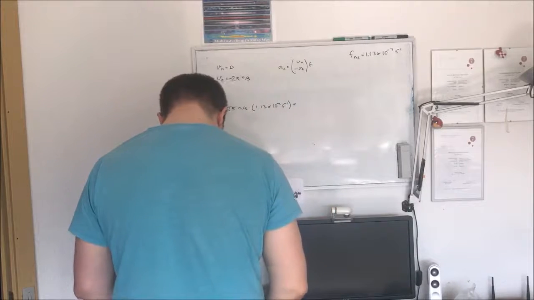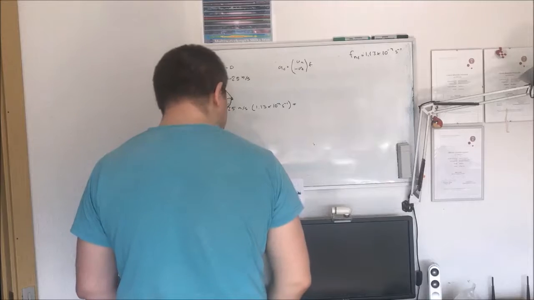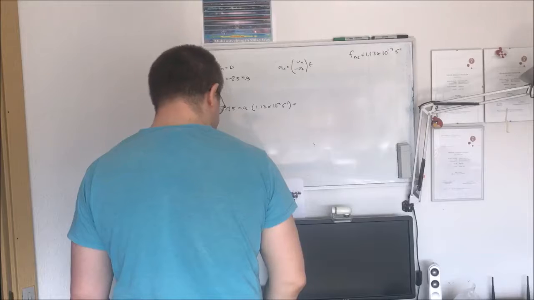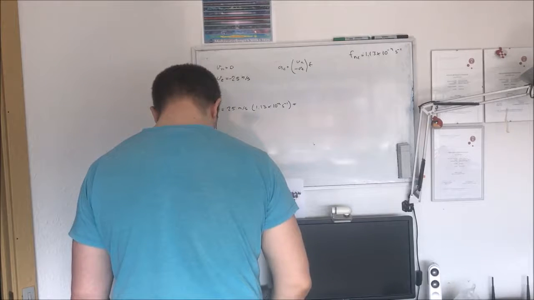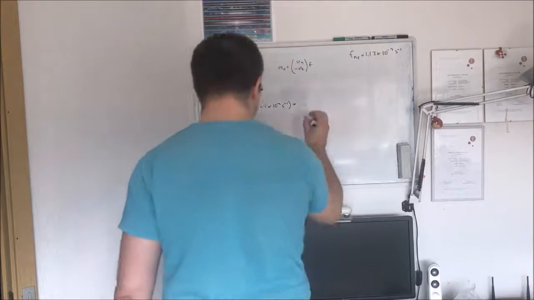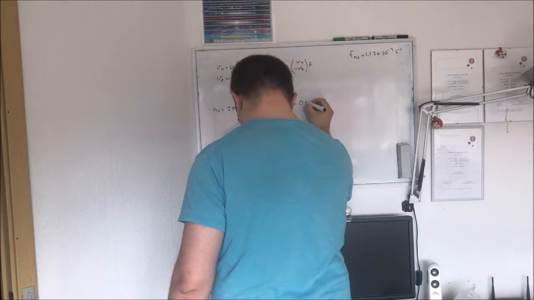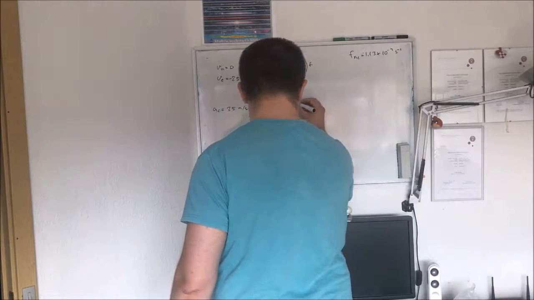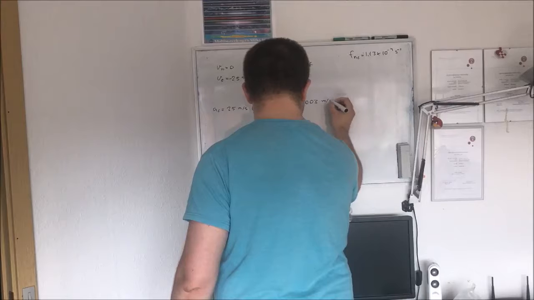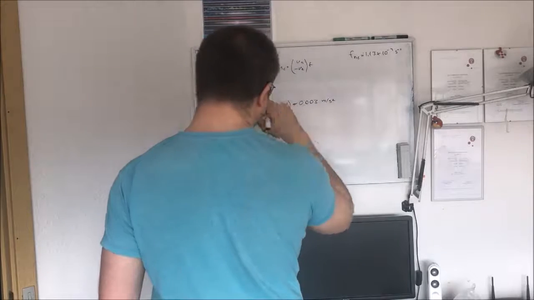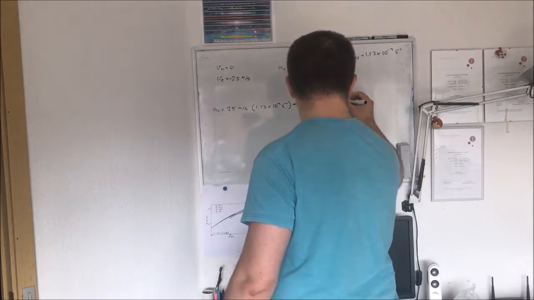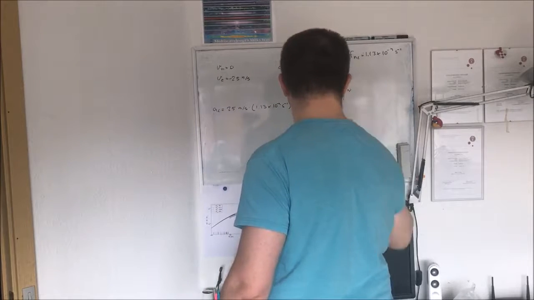Let's calculate that. 25 times 1.13 times 10 to the minus 4. That is roughly 0.003 meters per second squared. And since I'm traveling westwards, this would be a direction to the north.